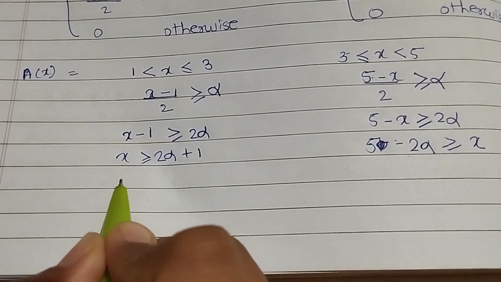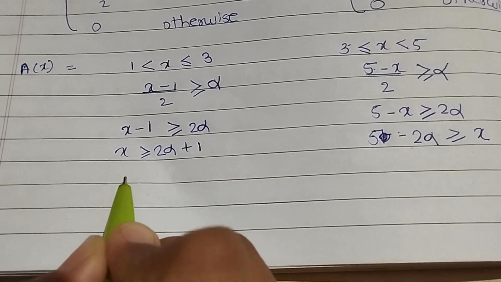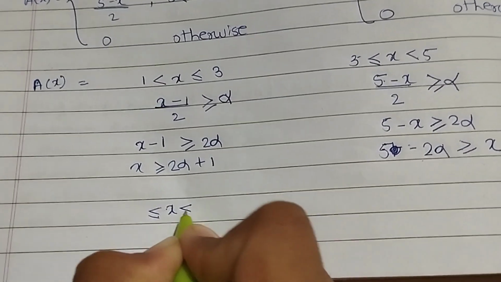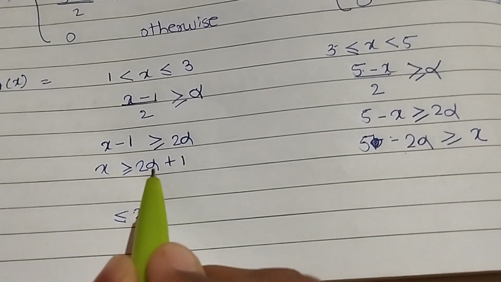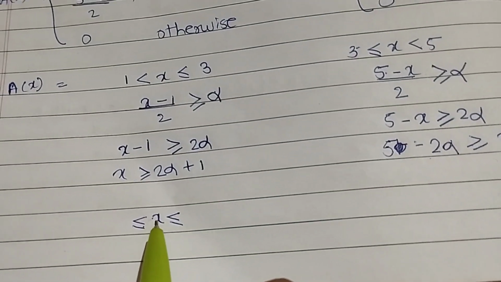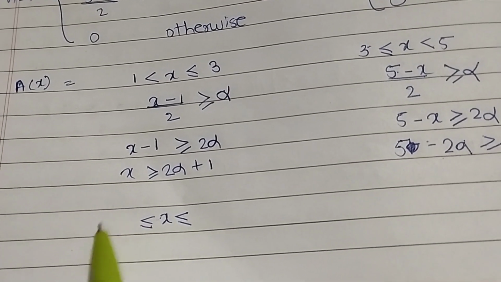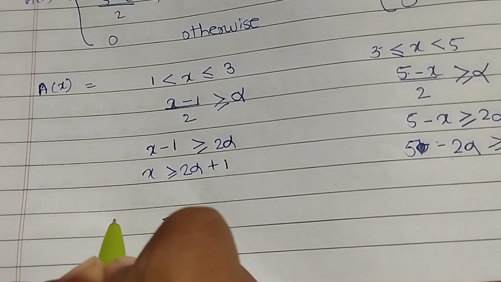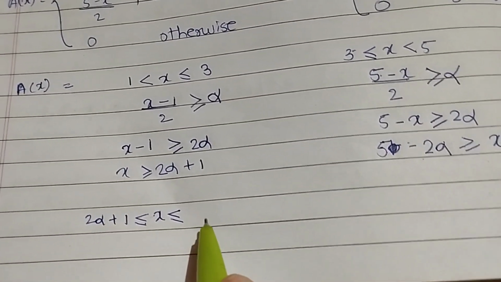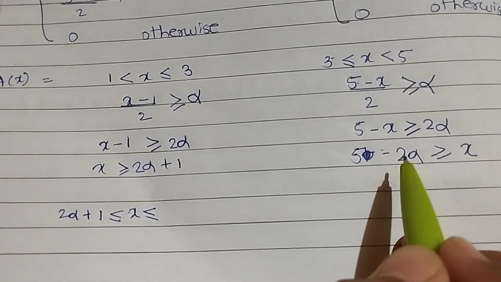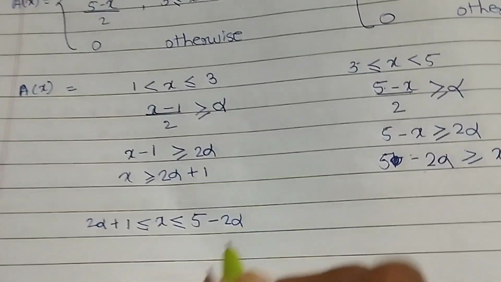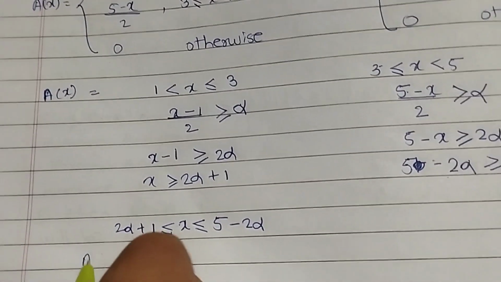Why do we find out the x? Because we want the interval of a of x. So when we write x smaller than or equal to, which statement is smaller than or equal to x? This is 2 alpha plus 1. We want x is greater than or equal to something, and this something means 2 alpha plus 1. Now x is smaller than or equal to something. So something means which statement is greater than or equal to x? It is 5 minus 2 alpha. And from this we write the interval of a of x.